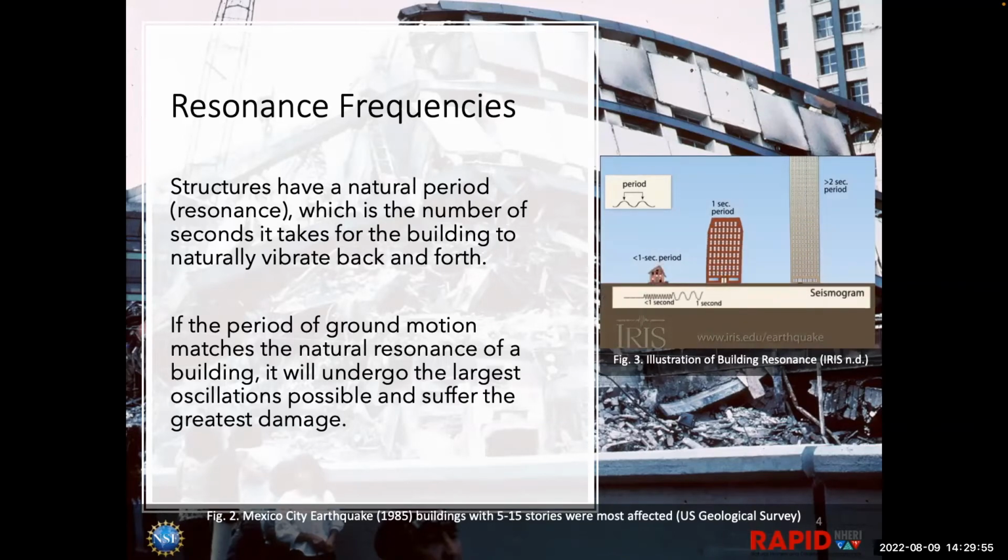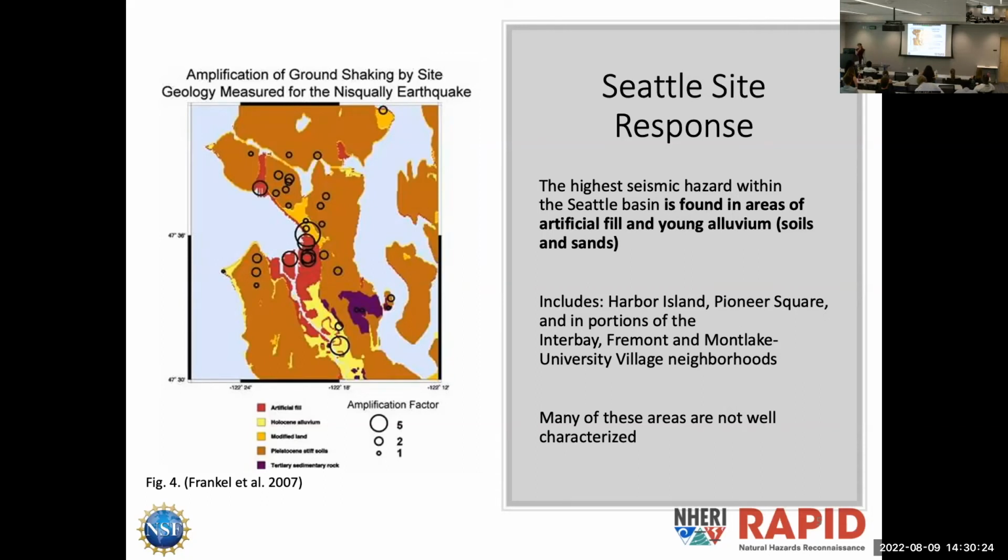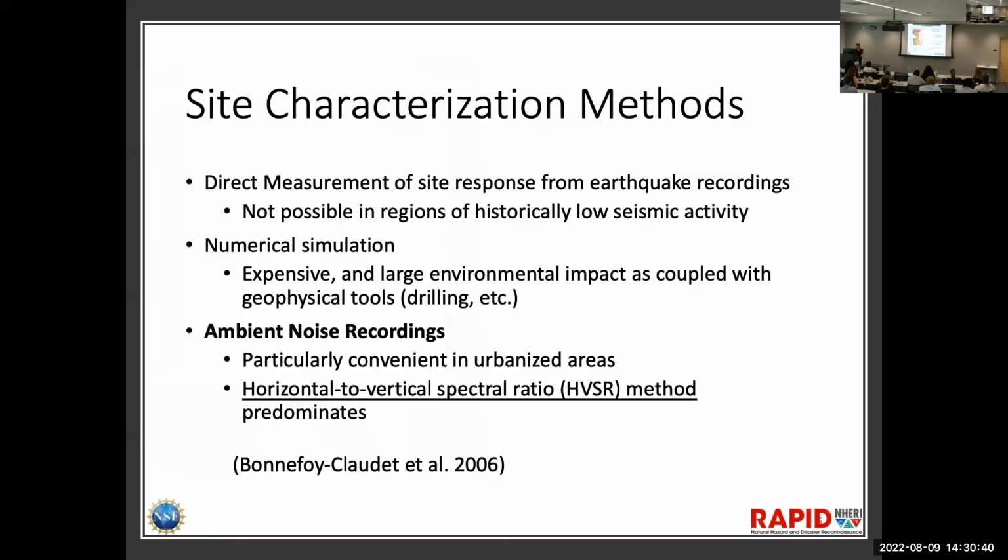There's a visual of it. As I've discussed, Seattle is a sedimentary basin, so it is more at risk for site amplification, and it also has a lot of artificial fill around the region, and areas of more natural deposits that are softer, such as peat from rivers. And many of these areas aren't well characterized in terms of site frequency.